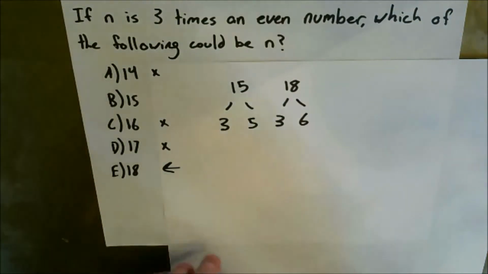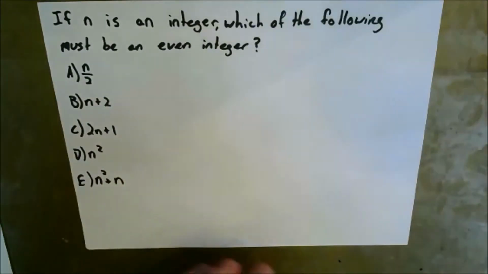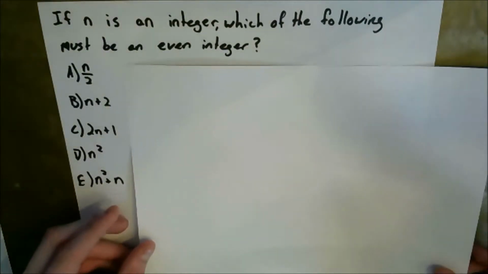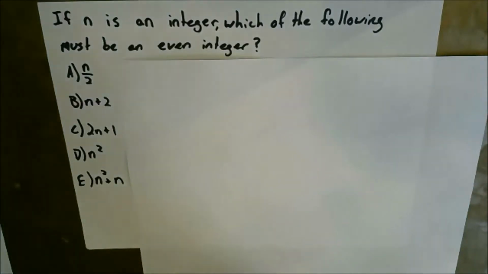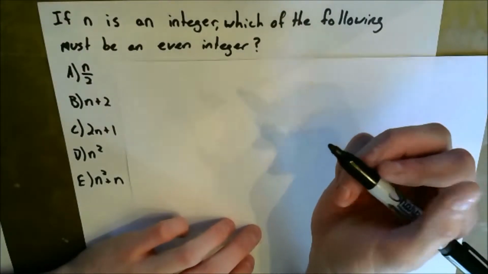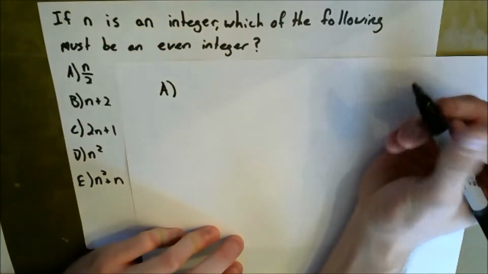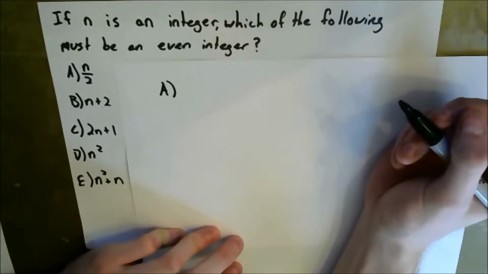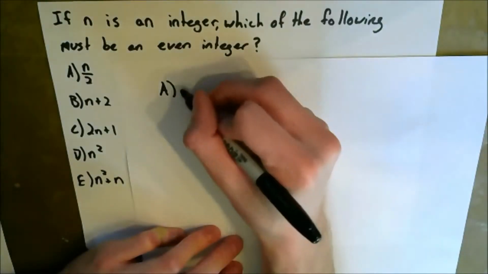That's an easy one, but they ramp up, as I said. Next. If n is an integer, which of the following must be an even integer? For this one, let's just take a look. The only requirement on n is that it's an integer, which means it's a whole number. No decimal, no fraction. So for A, n over 2. Well, if n is an odd number, n over 2 is actually going to be a decimal. It's going to be a 0.5, so A doesn't work.